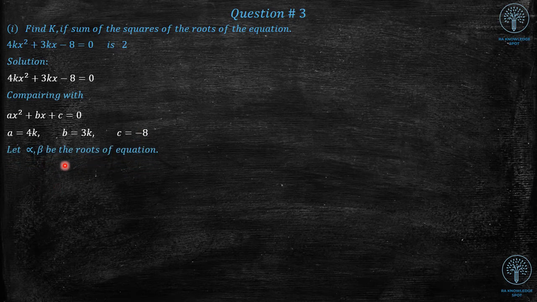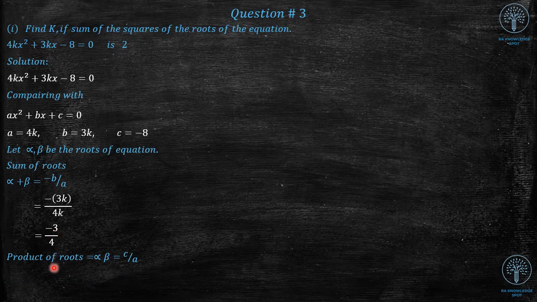now we are going to write, we have to find the sum of roots, that is minus b over a. Now putting the value, there is a cancellation, k is going to be cancelled with this k, and you will be left with only minus 3 by 4. Now the product of roots, that is alpha beta, is equal to c by a. Now c is minus 8, a is 4k.